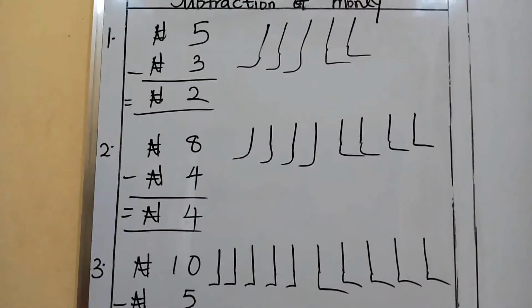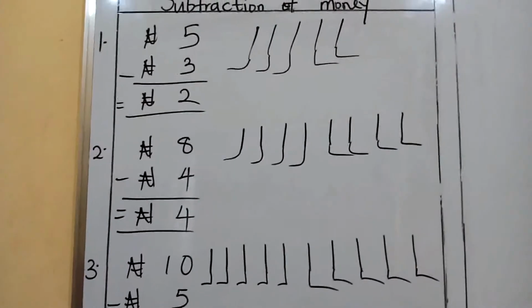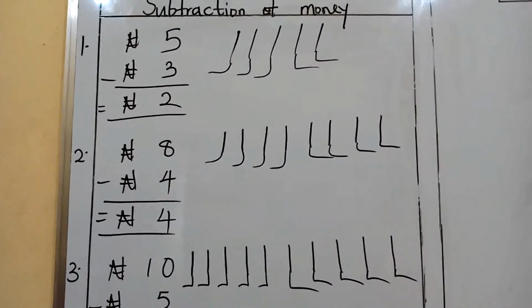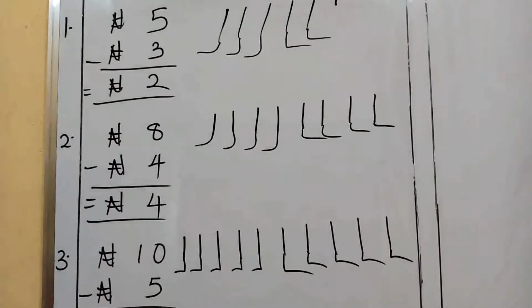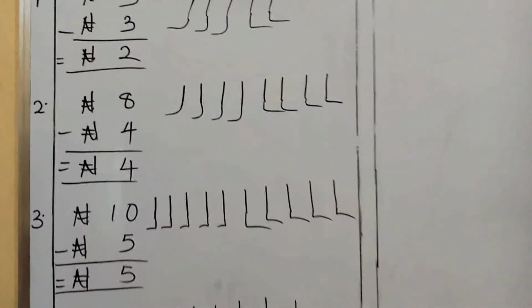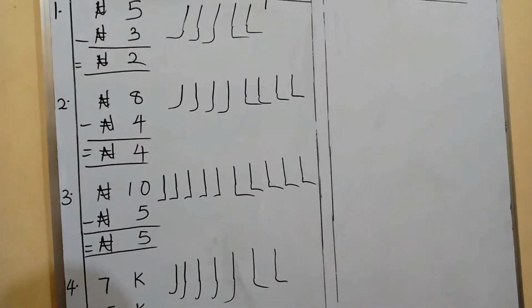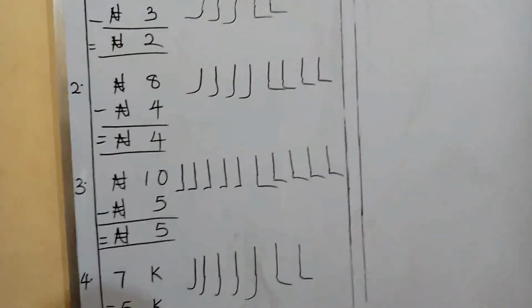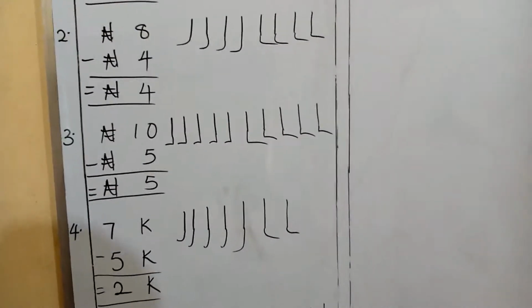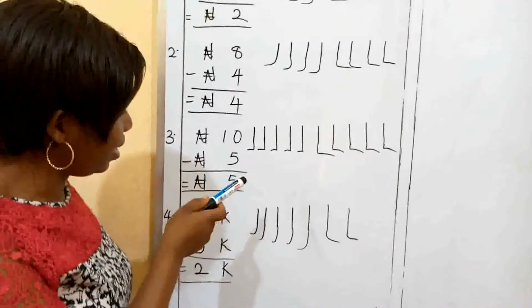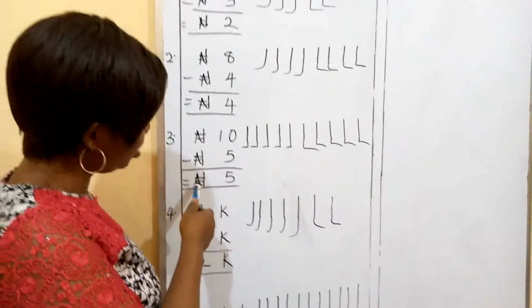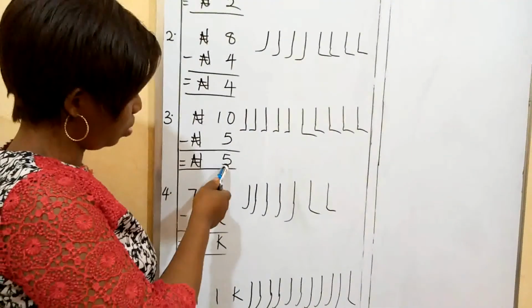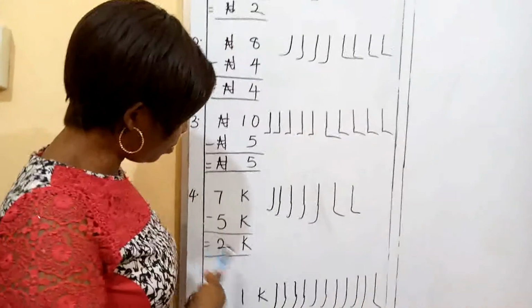Okay, number 2 said 8 naira minus 4 naira. So we counted 8 naira and we took away 4 naira. Then we had 4 naira left as our balance. That is our change, the remaining money. Okay, number 3 said 10 naira minus 5 naira. So we counted 10 and we took away 5 naira and realized that our remaining change, that is our balance, was 5 naira.